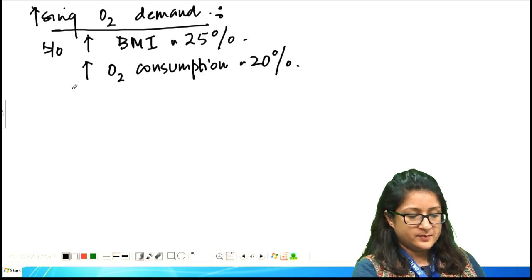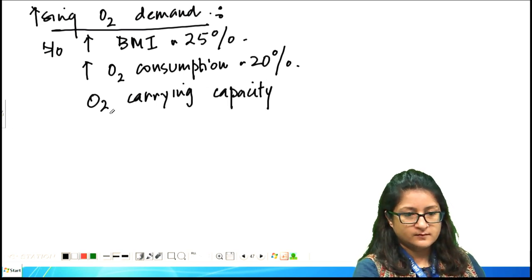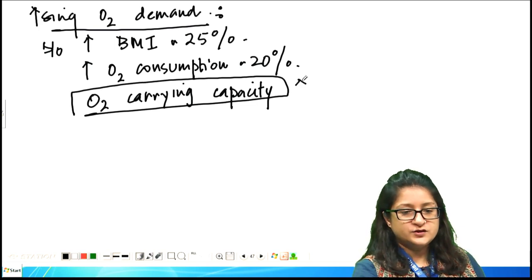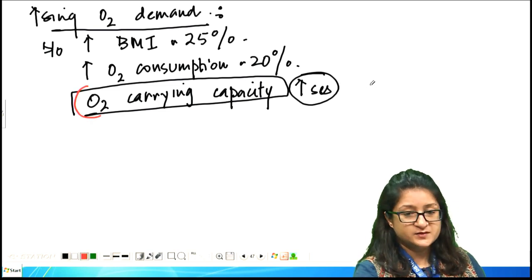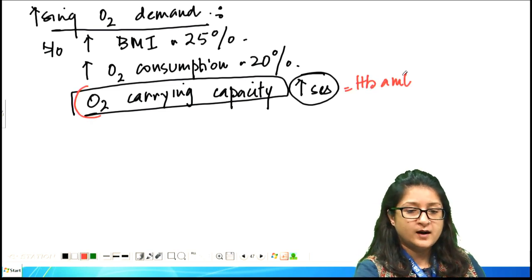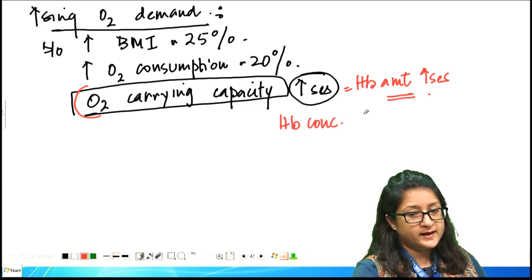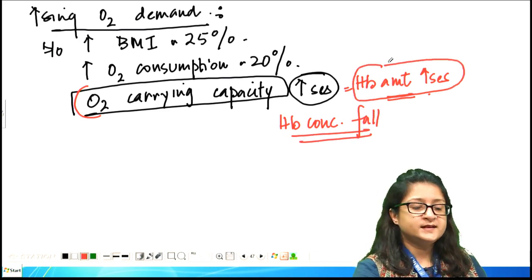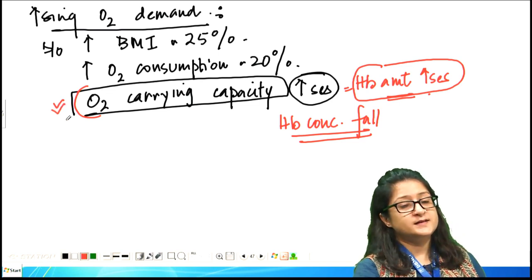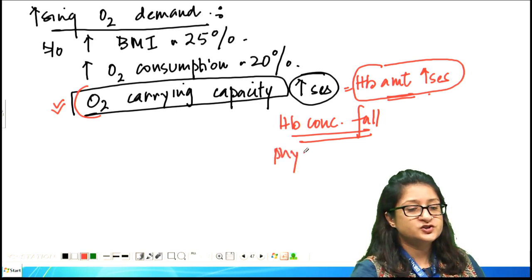And you have to remember that the oxygen carrying capacity also increases because the hemoglobin amount is increasing. However, the hemoglobin concentration is falling. The total hemoglobin amount is increasing, that is why the oxygen carrying capacity is increasing, but the hemoglobin concentration is falling. There is a physiological anemia.